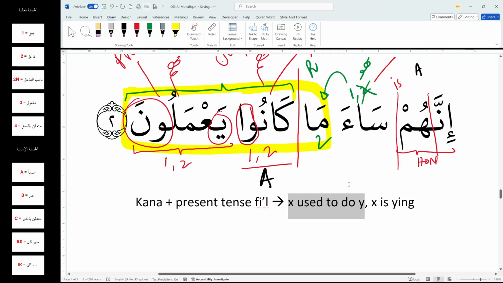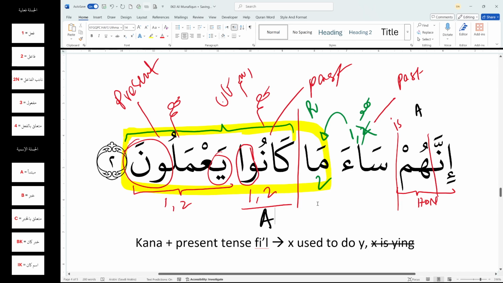I'm not going to use this one, let's strike it out. If you want to dive deeper into this topic, please go and watch the detailed lectures on kana. So I'm going to stick to this template, X used to do Y. So kanu is they, and ya'malun is also they. So I'm going to say they used to do, because it's kana plus present tense. And ma, ism mawsul, actually means what or whatever. So I'm going to say whatever or what they used to do.